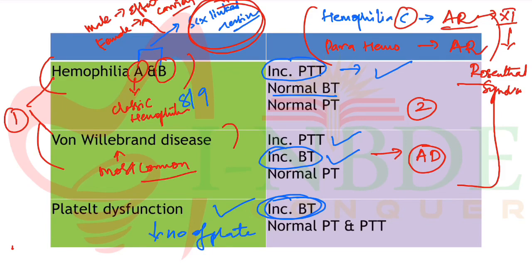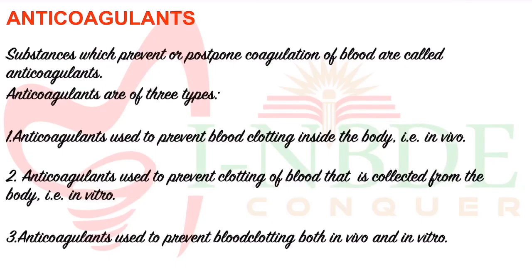It is not sex-linked. It is autosomal recessive. It has an autosomal recessive characteristic feature. Okay, I hope you're very clear about this. So next we need to add a note about anticoagulants, right?